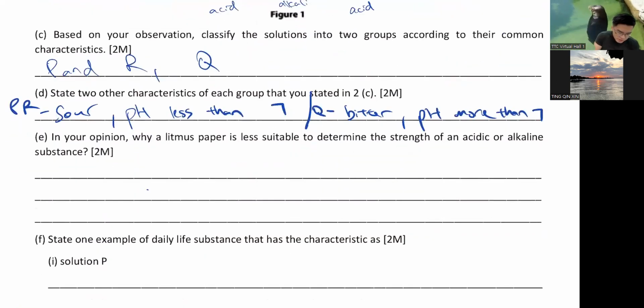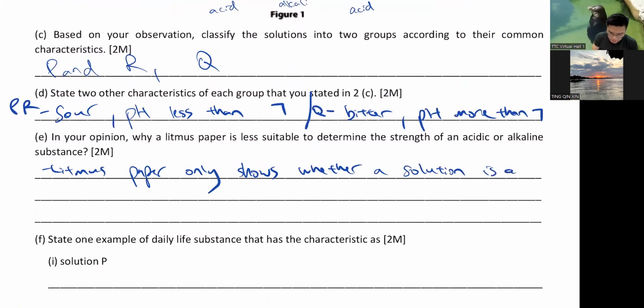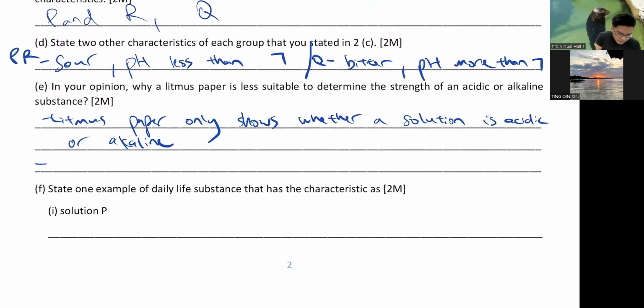Alright, so because litmus paper only shows whether a solution is acidic or alkaline. It only shows whether it is acidic or alkaline. Alright, so you can also say it does not show pH.